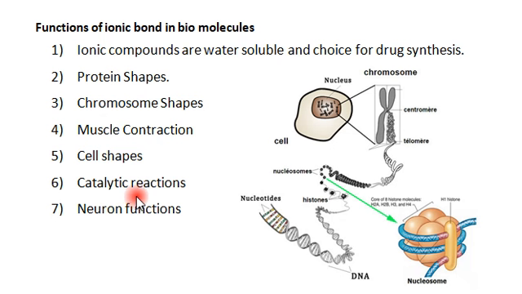The sixth function is that ionic bond is involved in catalytic reactions. When two substances mix or react, they produce a stable intermediate and a stable product. This stability of the intermediate or of the product depends on ionic bonds. Hence, catalytic reactions depend on ionic bonds. The next function is that ionic bonds are involved in neuron function.